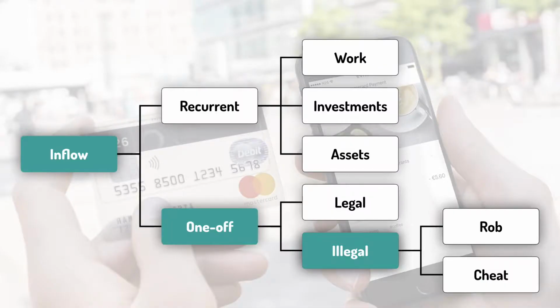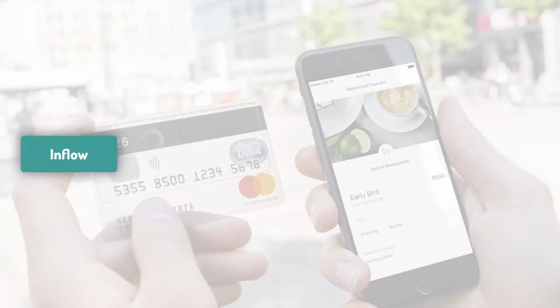What about illegal ways? It can be by robbing a bank or someone. It can be by cheating. For example, smuggling goods, printing fake money, faking an insurance claim. Again, you'll probably not do it, that's not ethical. However, at this stage, they should be there because they are still an option to get money to your bank account. This is the inflows of money to your bank account.